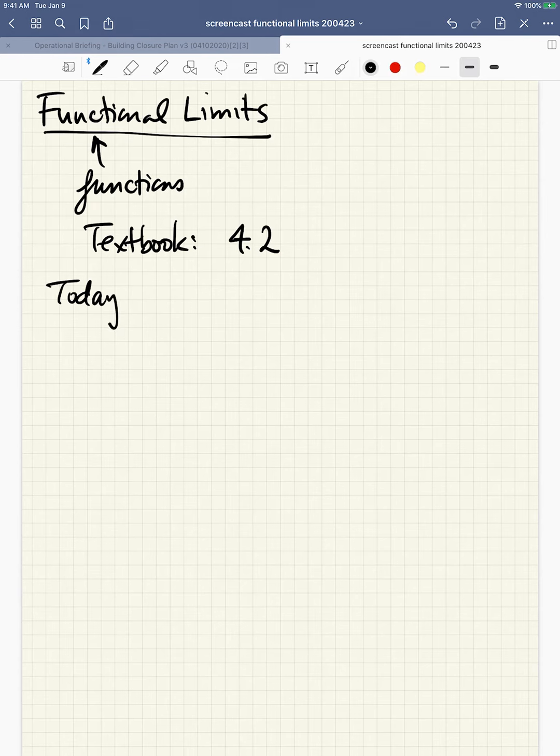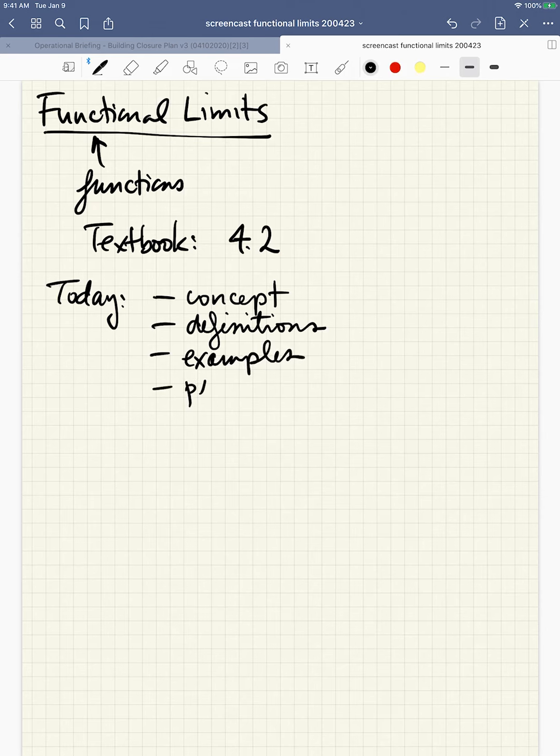The way I'm going to organize the screencast today is that we're going to start with the concept behind functional limits. Why is it important? How did people want to try to do it? What was the weakness of that idea? And how do we fix it? Then I'll give you some definitions that we're going to work with, and then I'll work some examples with those definitions, and then at the end I'll prove a theorem that's central to the concepts in this section.